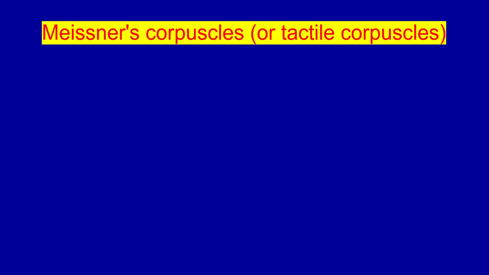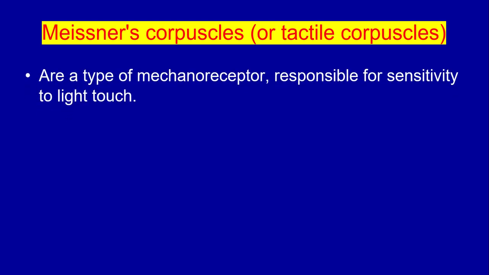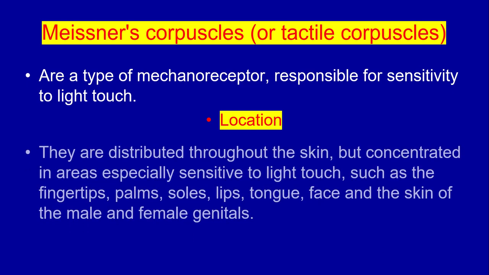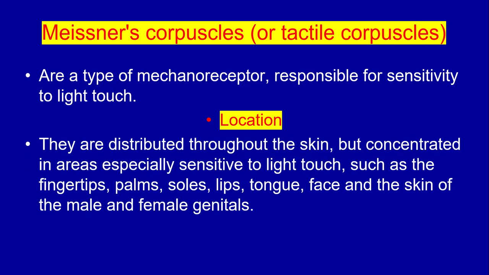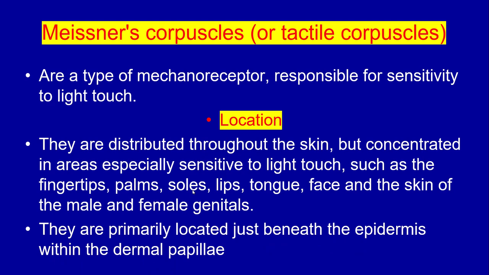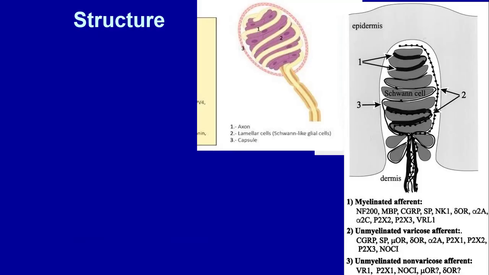Meissner corpuscles, or tactile corpuscles, are a type of mechanoreceptor sensitive to light touch. Location. They are distributed throughout the skin but concentrated in areas especially sensitive to light touch, such as the fingertip, palm, sole, lip, tongue, face, and skin of the male and female genitalia. They are primarily located just beneath the epidermis within the dermal papillae.